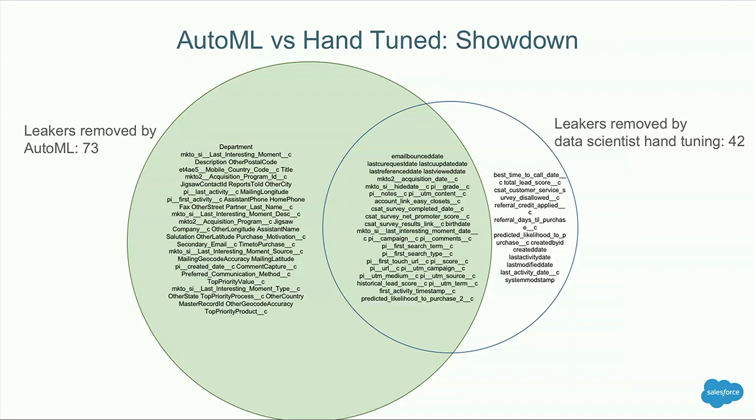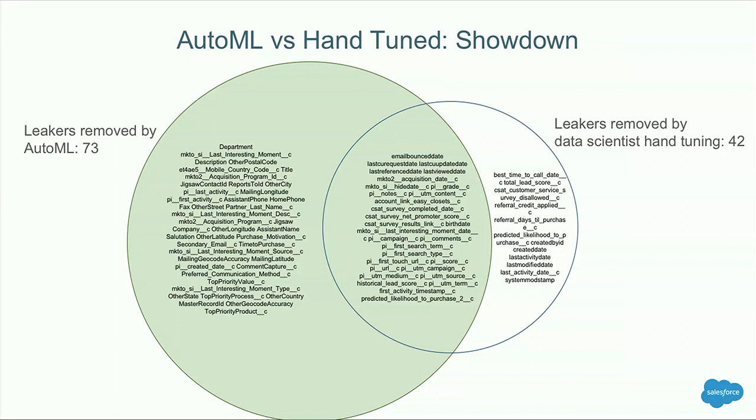finding those problematic features. Of course, the machine did miss some of the features the data scientist removed, but it's promising that the machine learning algorithm was able to find way more problematic features and biased features than the data scientist. But that's not even my point.